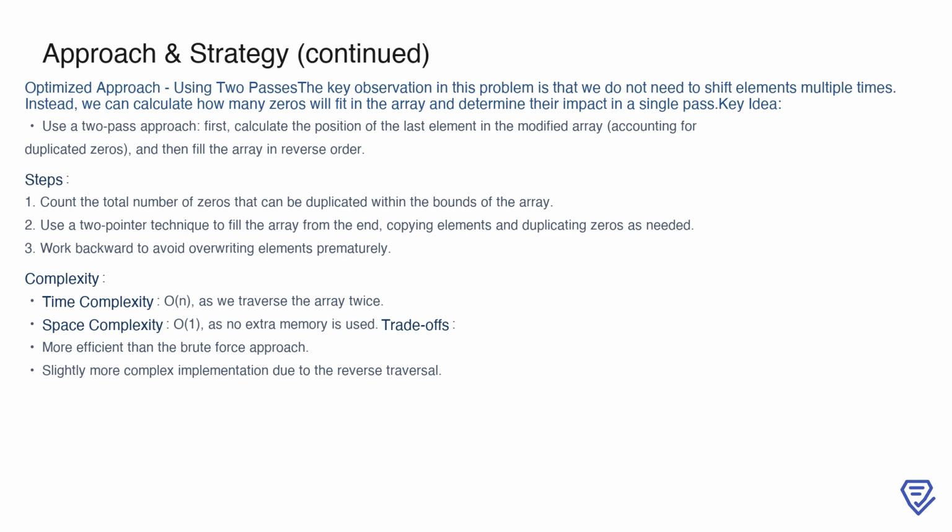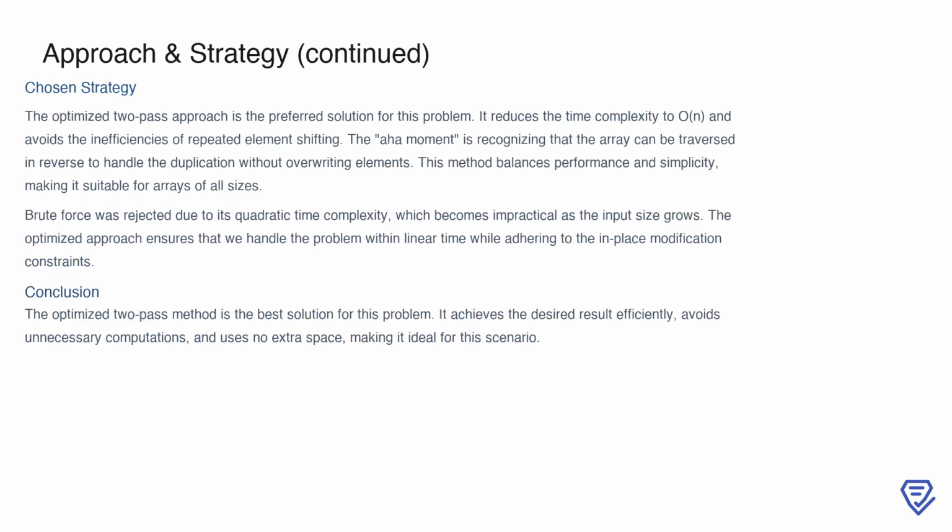it a significant improvement. The chosen solution for this problem is the optimized two-pass approach. By reducing the time complexity to O(n) and avoiding unnecessary shifting operations, it provides a more scalable and efficient solution. The critical realization here is that working in reverse allows us to handle zero duplication without overwriting existing elements, which balances performance with simplicity. This makes the method robust and adaptable to arrays of any size.